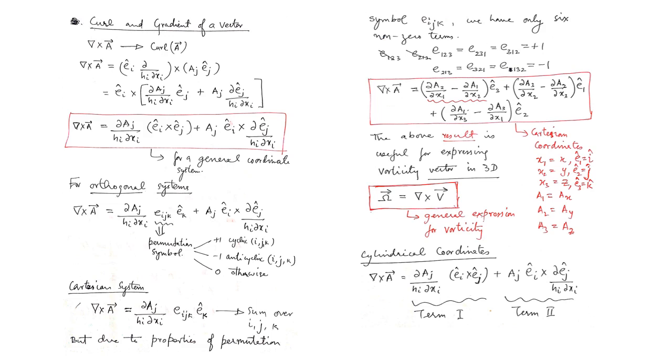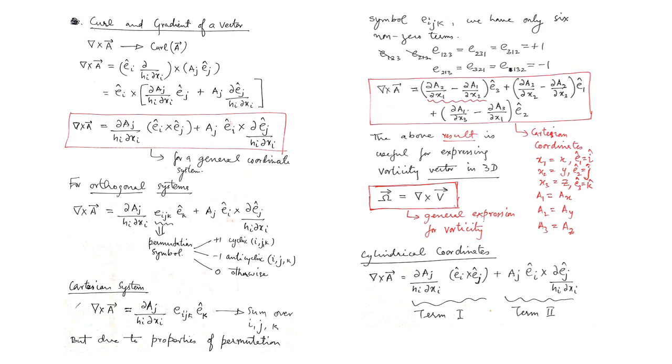Now look at the second term very carefully. For Cartesian systems, we know that there are no unit vector derivatives, so the second term is simply 0, and I have the first term only. And of course, in general, we have to sum it over I, J and K, but due to properties of permutation symbol, we have only 6 non-zero terms.